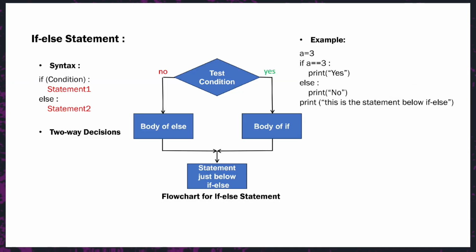An if-else statement helps a program make a decision in case an action needs to be performed when the condition is false. The if part checks a condition, something that can be true or false. If the condition is true, the code inside the if block runs. If the condition is false, the code inside the else block runs instead. For example, if a == 3: print yes, else: print no.